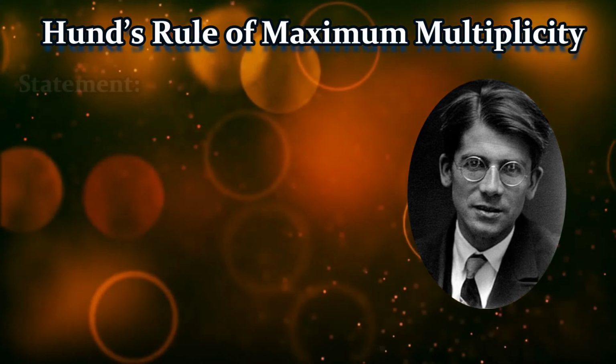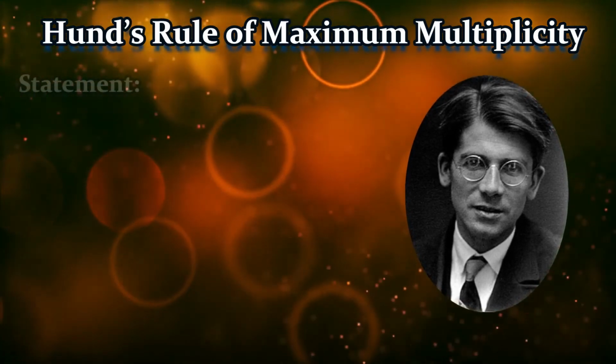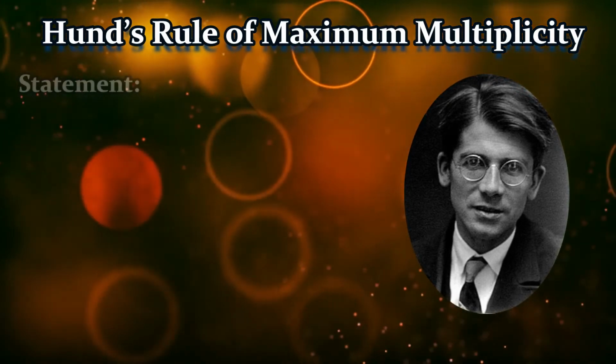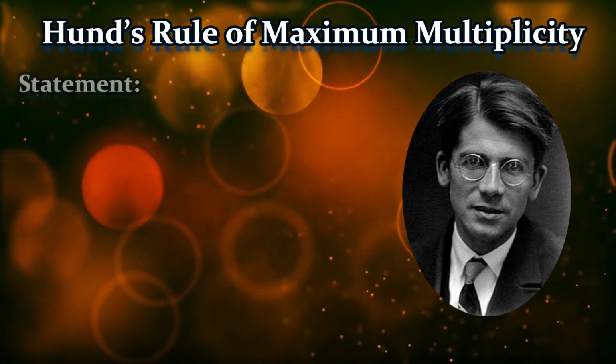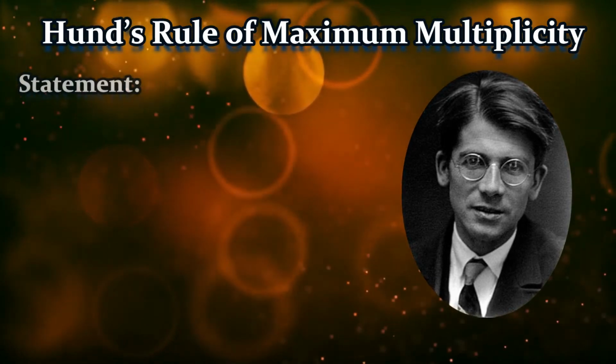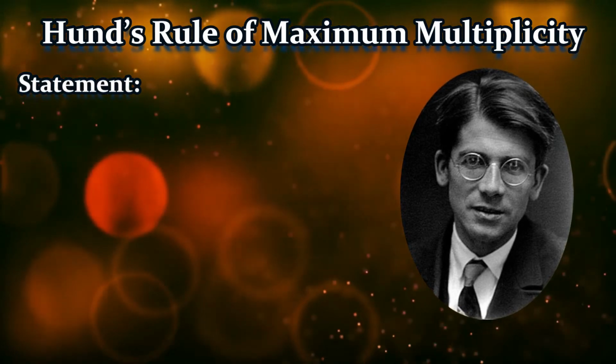Now the statement of Hund's rule of maximum multiplicity is like this: pairing of electrons in the orbitals belonging to the same subshell does not take place until each orbital belonging to that subshell has got one electron each, right?